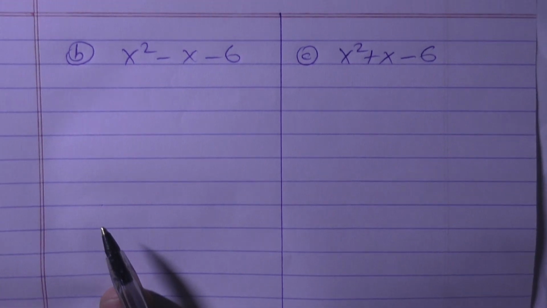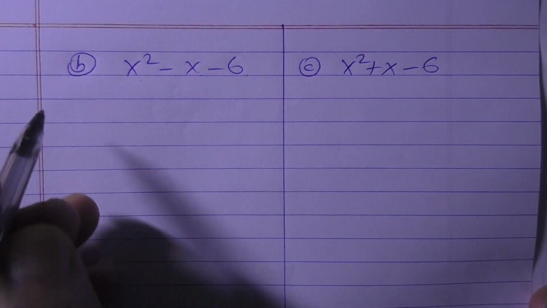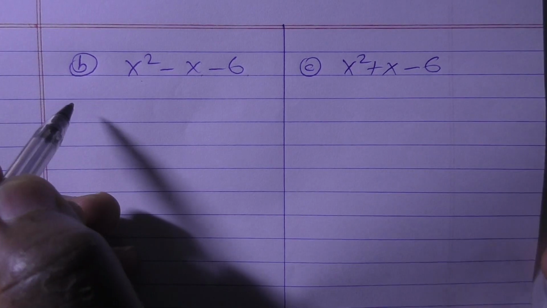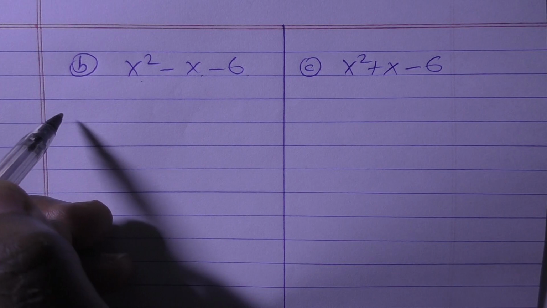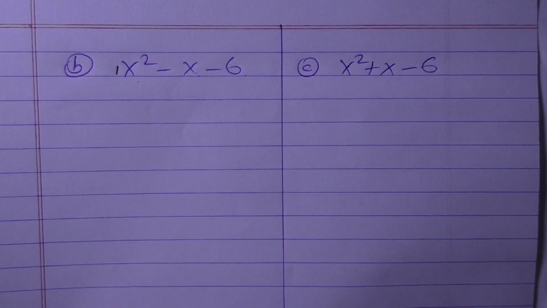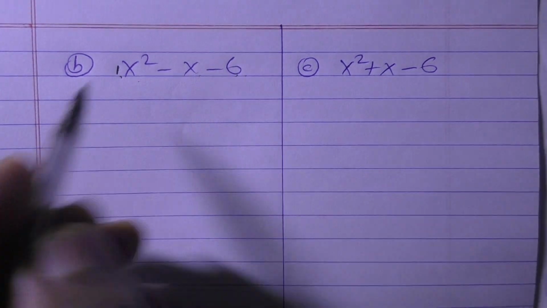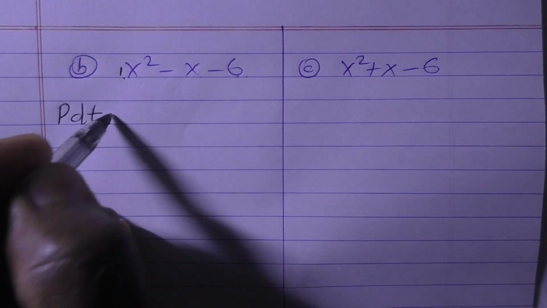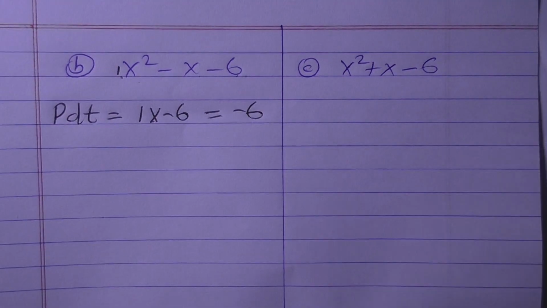In part B, we have x squared minus x minus 6. So our first step was telling us to get the product and the sum and the factors. The product here, there is a silent 1. So we multiply the silent 1 with the negative 6. So our product becomes 1 times negative 6, which is negative 6.